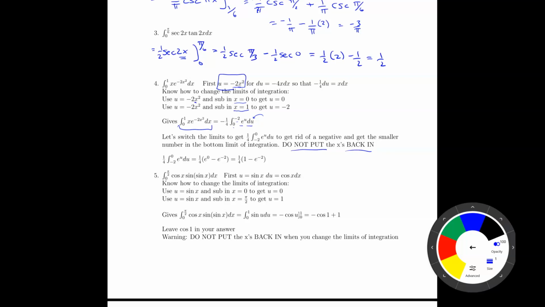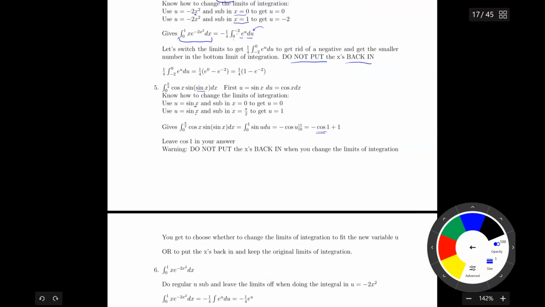All right, so here I let u equal the sine of x. du is cosine, so I end up getting the integral of sine of u du. Changing the limits of integration, put x equals 0 in right there to get u equals 0. Put x equals pi over 2 in right there to get u equals 1. So this is 0 to 1 of sine of u du. That's negative cosine, and it is completely appropriate to leave negative cosine of 1 in there and not put it on your calculator.